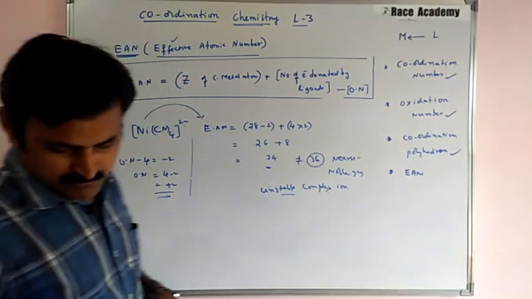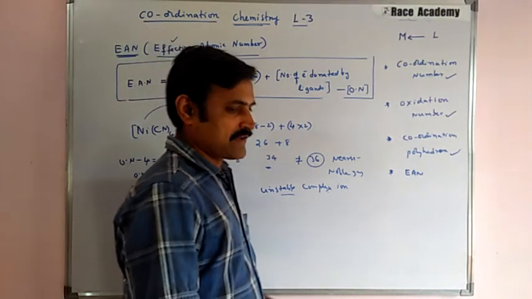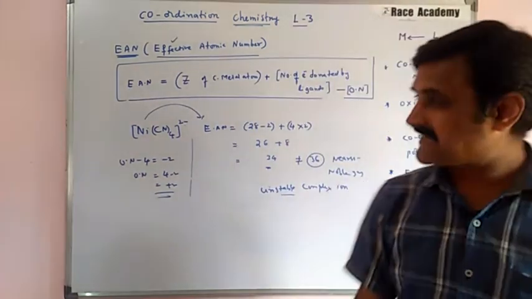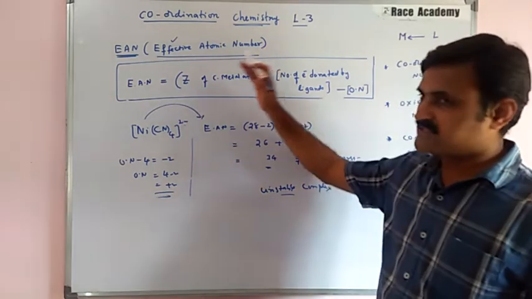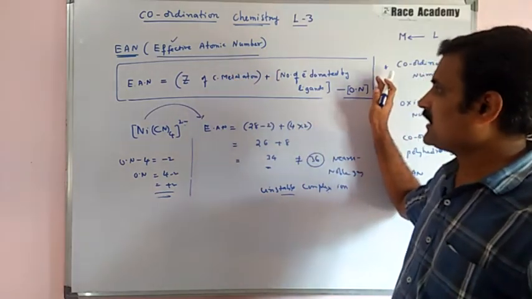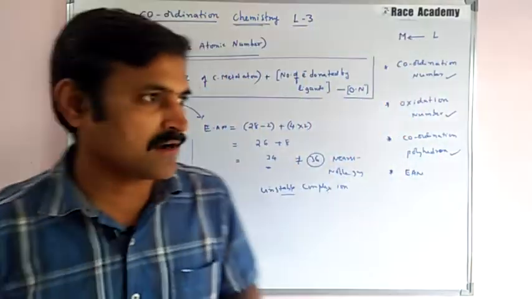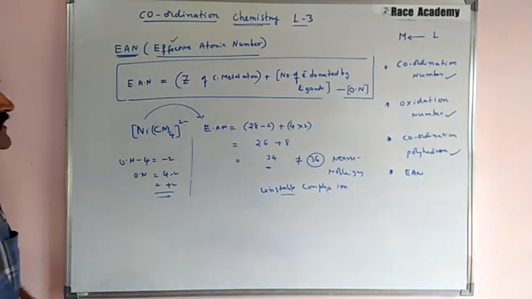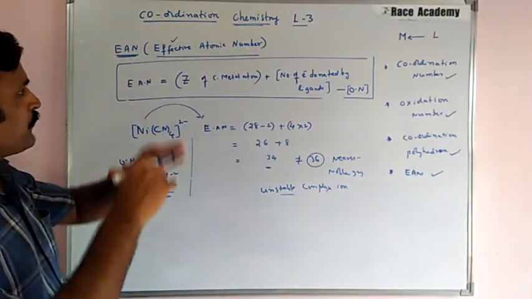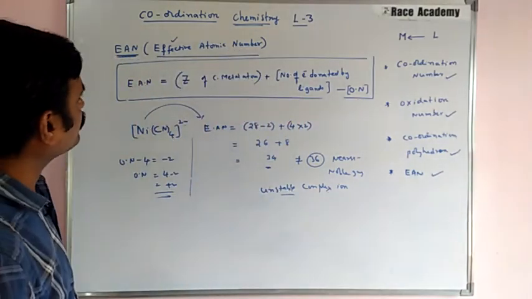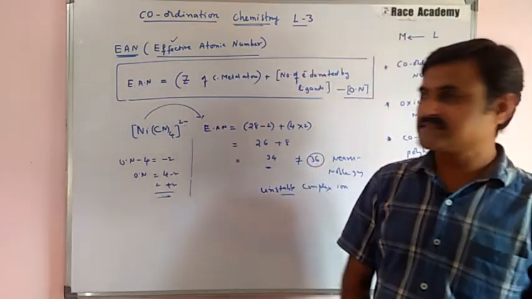Understand? So I hope you have observed this calculation of the effective atomic number of the central metals in the complex compound. To find the effective atomic number, we must know Z, we must know the oxidation number of the central metal, and also we must know how many electrons are donated by the ligands to the central metal in the complex. This is what we discussed in this lecture. E.A.N is also completed. So these are the most important points we discussed in this lecture of coordination chemistry in this session. I hope you understand this session.